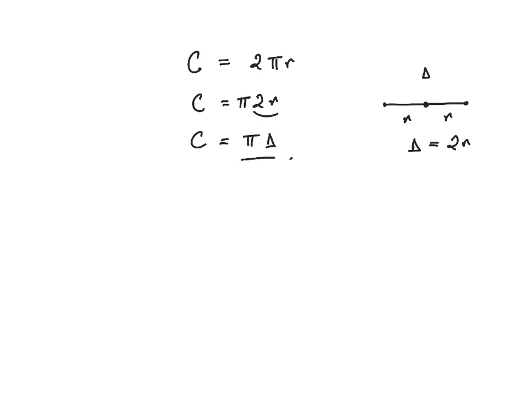Now, what we're going to do here, I'm going to change this around. So I'm going to write pi d equals c. And I want to get d on its own, so I'm going to have to divide by pi. So d then equals circumference divided by pi. That is the formula that allows us to work out the diameter and the radius from the circumference.